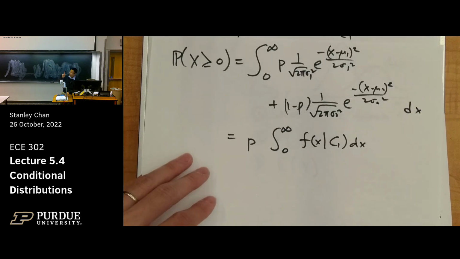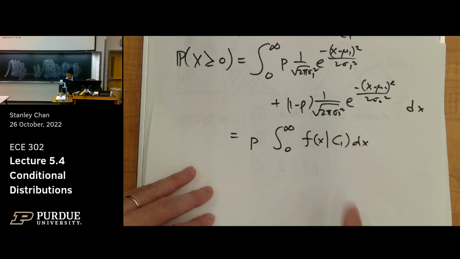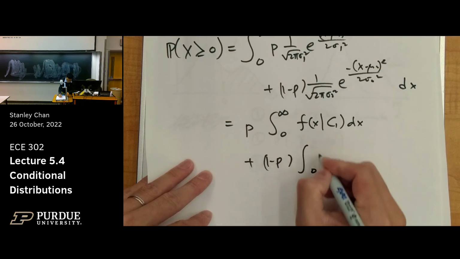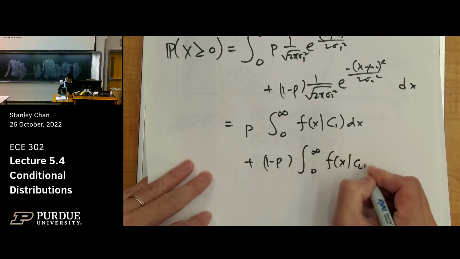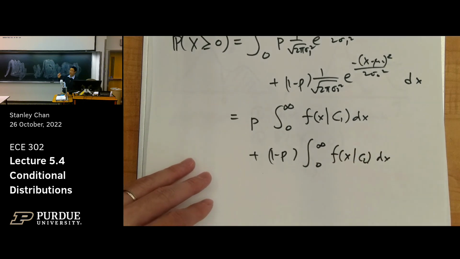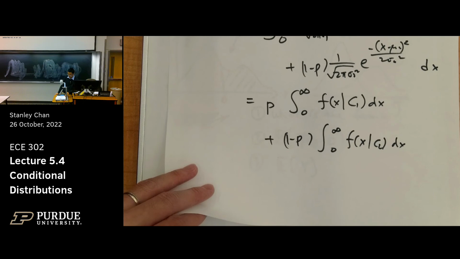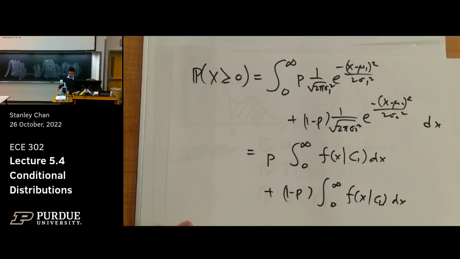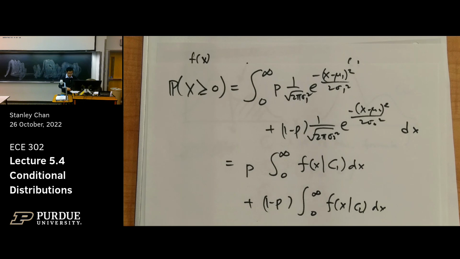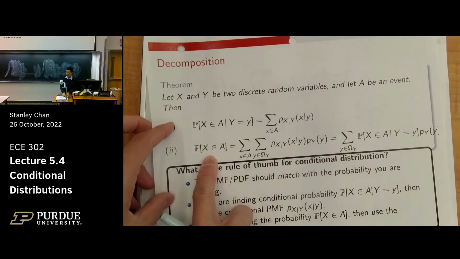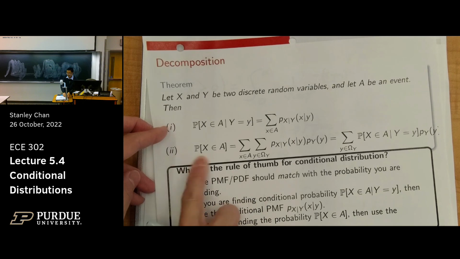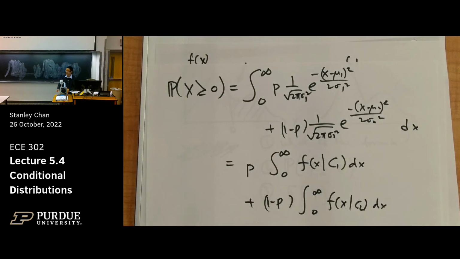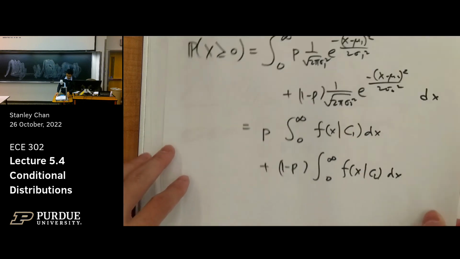Now, pay attention. You never integrate over your class C1. You always integrate over your x. Plus 1 minus p times the integral of your f of x given C2 dx. And you can do the calculus by yourself. So this is the decomposition rule of calculating the probability. That's point number 2. If you don't remember this formula, it's okay. Just remember this example. I think understanding the example is a lot more helpful.